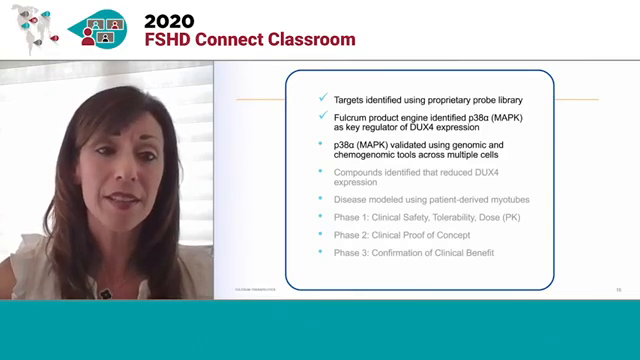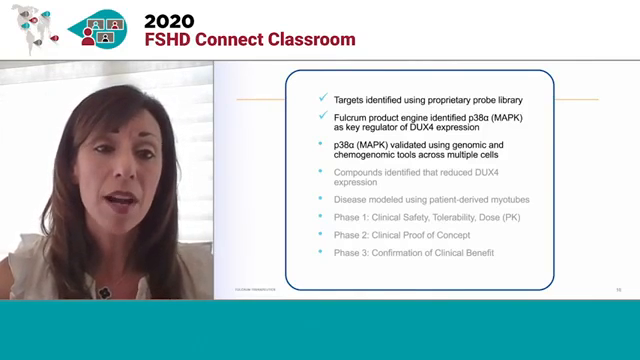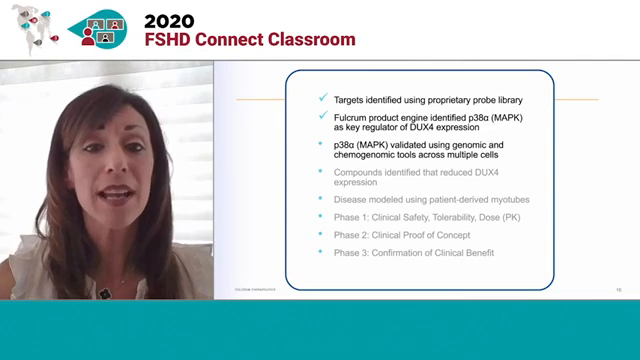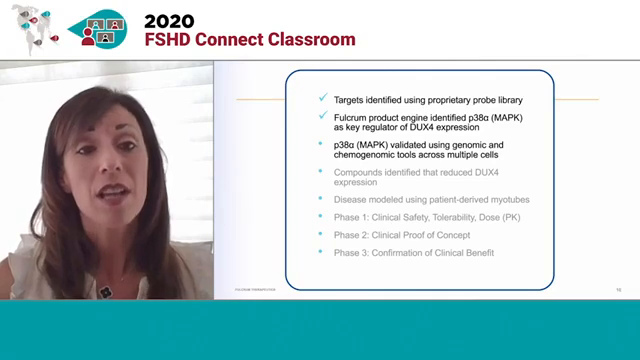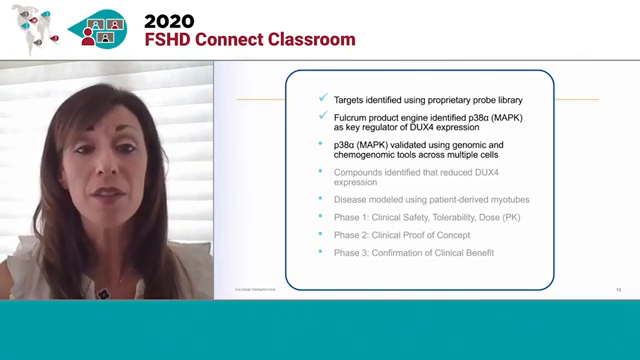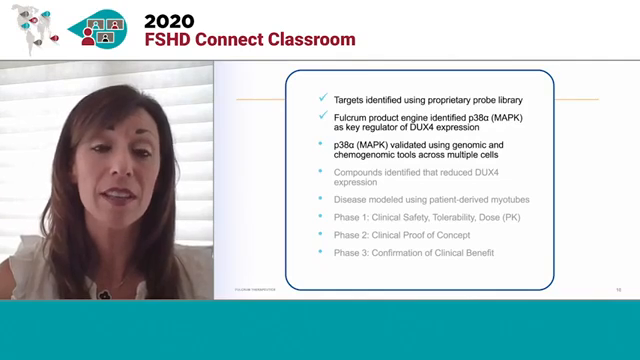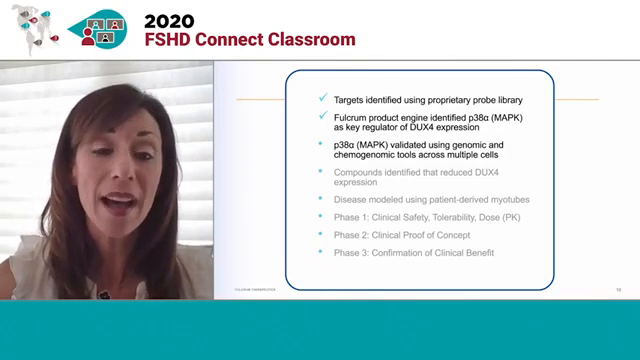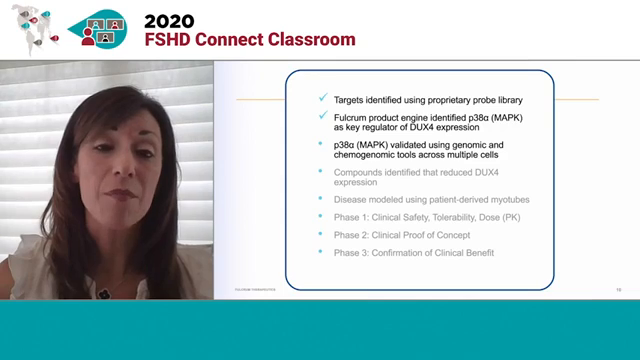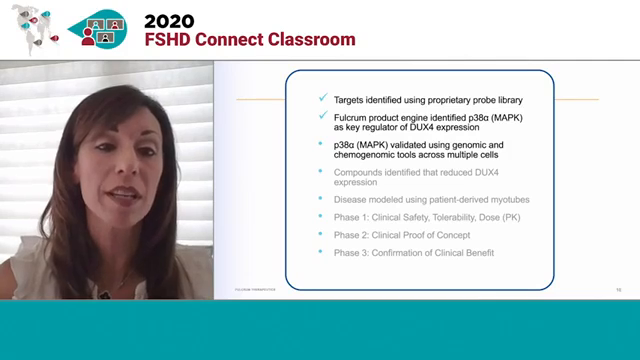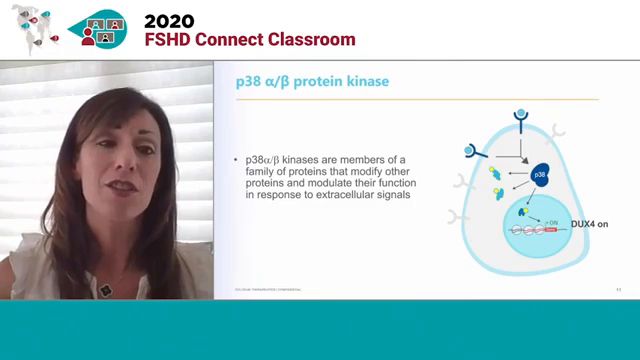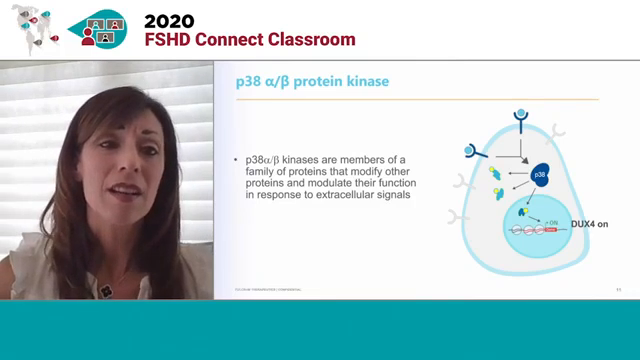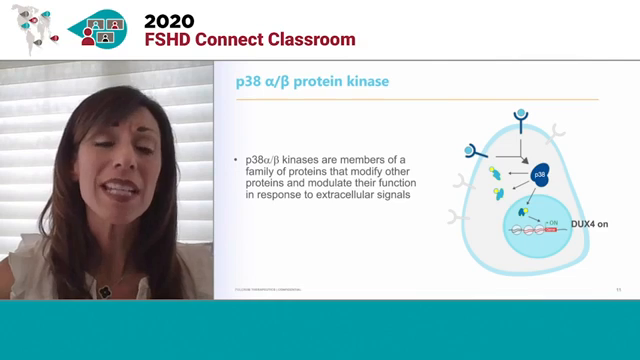So in our case, our product engine identified P38 alpha MAP kinase as a key regulator of DUX4 expression. And because it appeared that P38 played a key role in the regulation of DUX4, we then have to validate the effect that P38 has in this regulation of DUX4 expression. And we do that by using genomic and chemogenomic tools across multiple cells. And some of you may be asking yourselves, what is a P38 mitogen activated protein kinase?